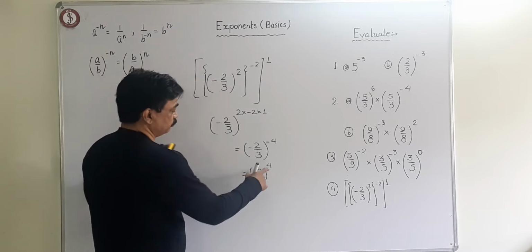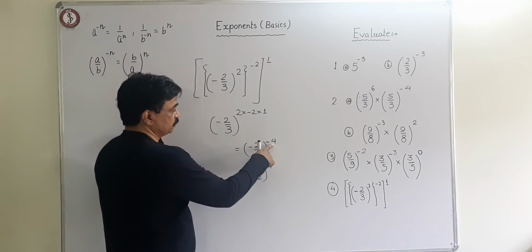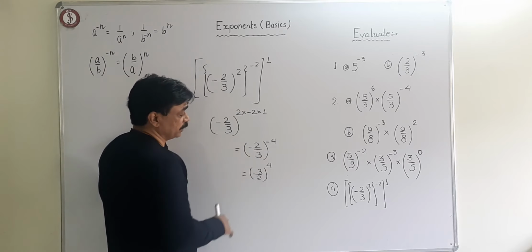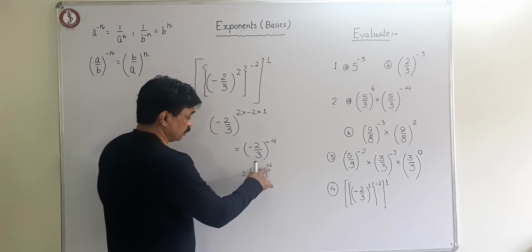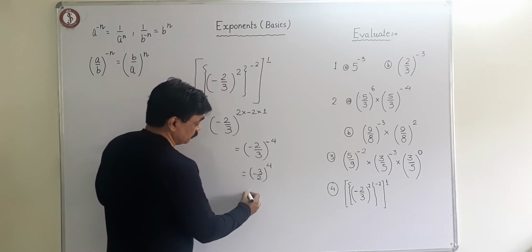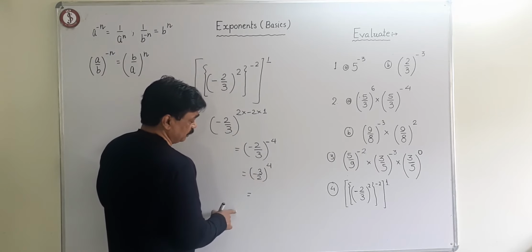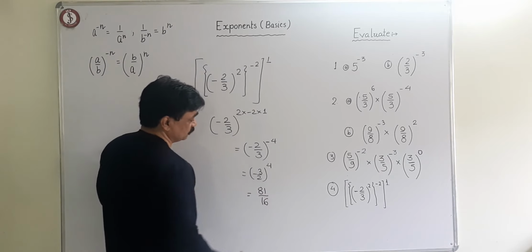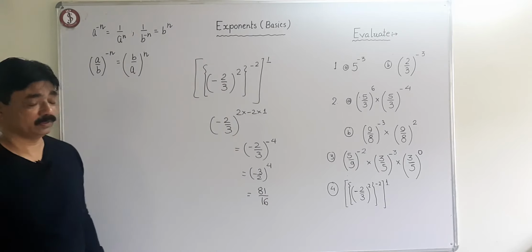Positive 4. Now the power over here, see, it was negative. The power is negative, so we reversed it. We did not touch this negative sign. Now we see this power is even, so the answer will be positive. So we remove the minus. Now 3 to the power 4 is 81 and 2 to the power 4 is 16. So we get this answer.